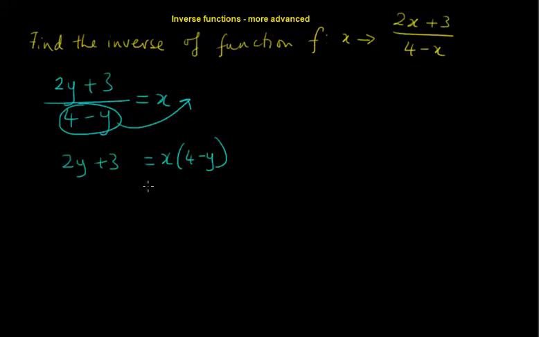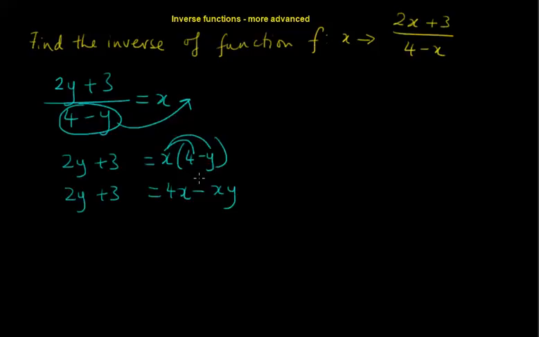Okay, so now we would just need to multiply and expand the brackets. So we would have x times 4, which is 4x, x times minus y is minus xy. On the left hand side we have 2y plus 3. And then we would need to try and move everything that has a y to the left hand side. It could be either side, but whatever I'm making the subject, in this case y, I usually try to put everything on the left hand side. I just find it easier.